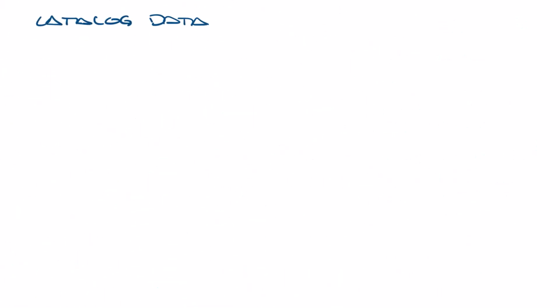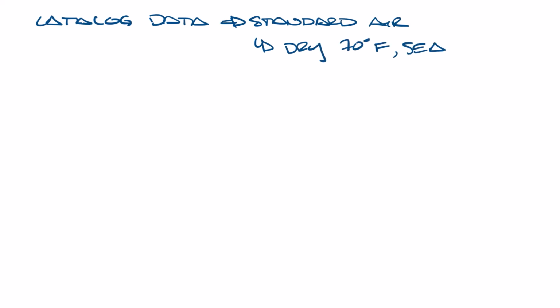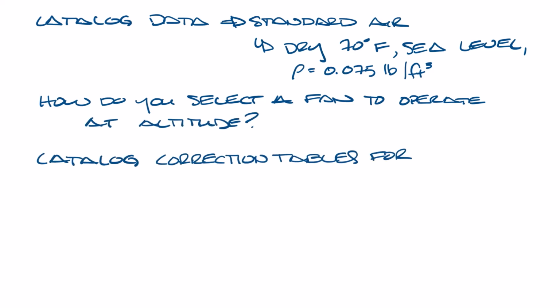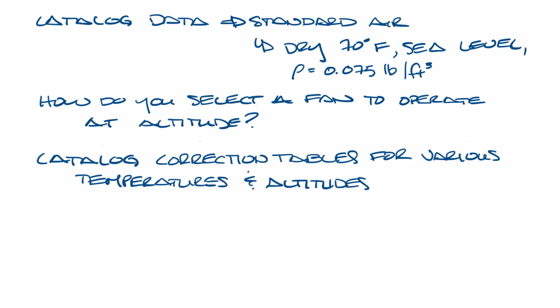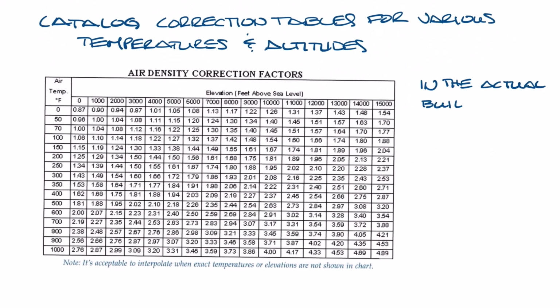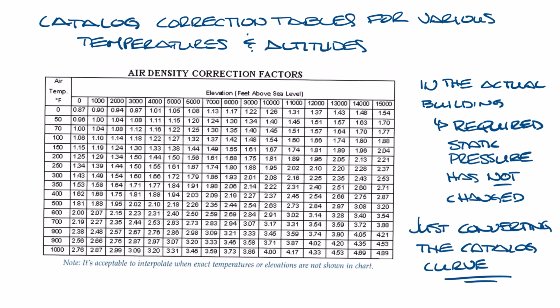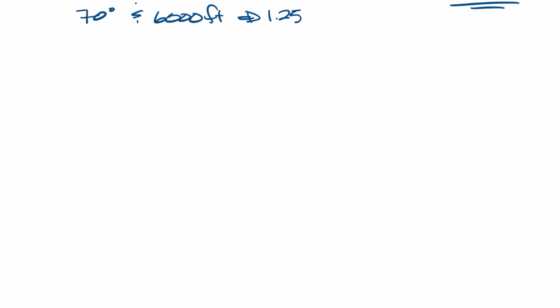Since catalog data is shown for standard air, which, as a reminder, is dry air at 70 degrees Fahrenheit at sea level and has a density of 0.075 pounds per cubic foot, how do you select a fan if it's going to operate at altitude? There are catalog correction factor tables for various temperatures and altitudes, so let's make some room and pull one up. In the actual building, the required static pressure hasn't changed. You're just converting it for the catalog curve, which assumes denser air. So you can see here that if you go to 70 degrees and 6,000 feet, the correction factor is 1.25. So let's move this up and let me pull up a fan curve.